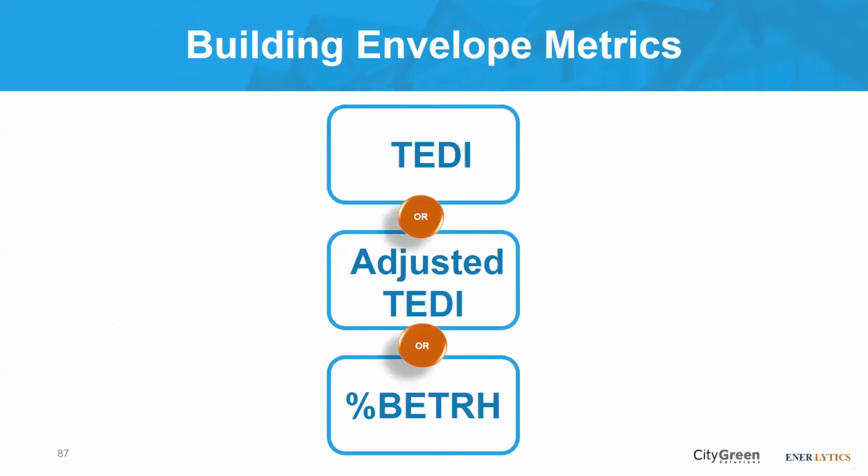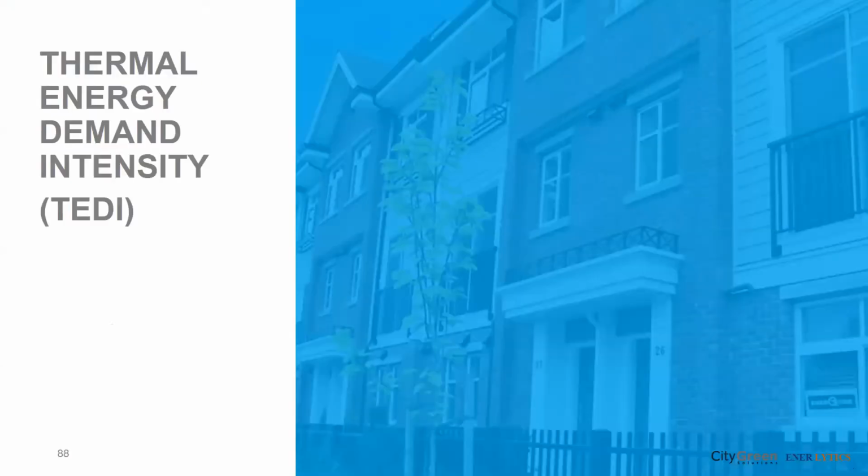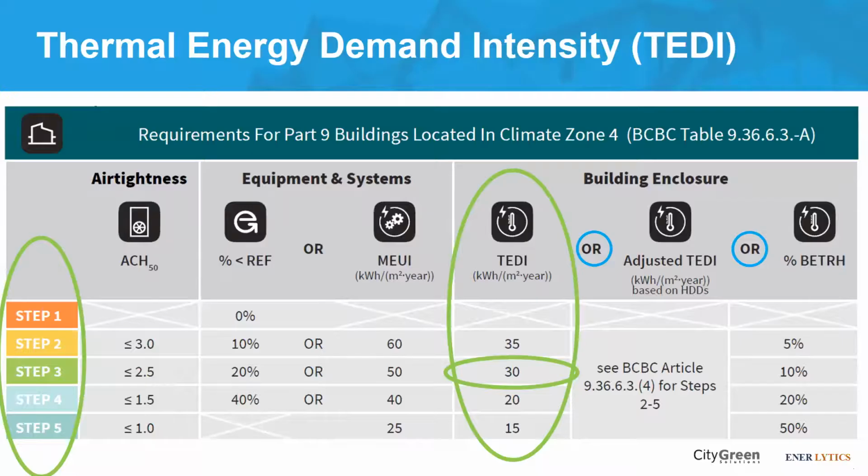So let's look at the building envelope metrics of TEDI, adjusted TEDI, and percentage better envelope than reference house. First, thermal energy demand intensity. Again, because it's a building enclosure metric, there are 3 different options that a builder or an energy advisor can advise the builder to select. For step 3, the target is 30.